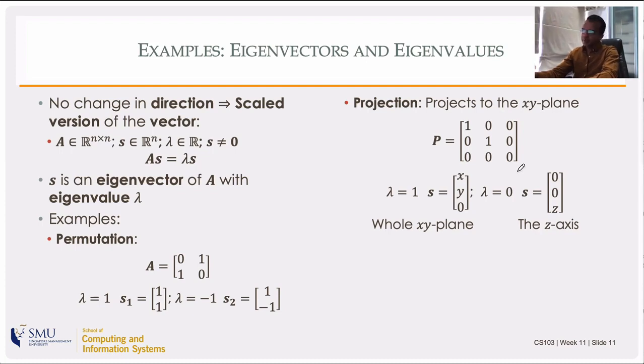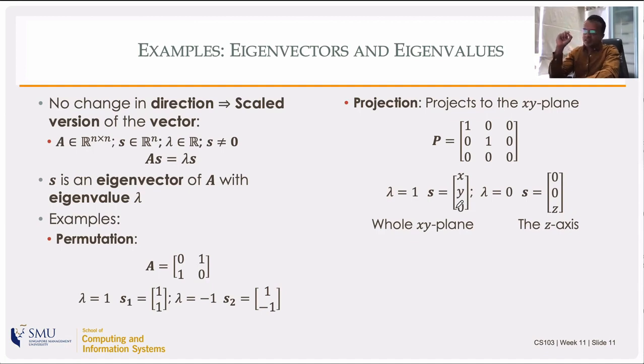So I'll get just x, y, 0, and any vector x, y, 0 will not change because it's already on the xy plane, and that will stay the same because I'm projecting onto the xy plane. So that will have an eigenvalue 1. So all vectors on the xy plane will be eigenvectors, the whole of the xy plane.